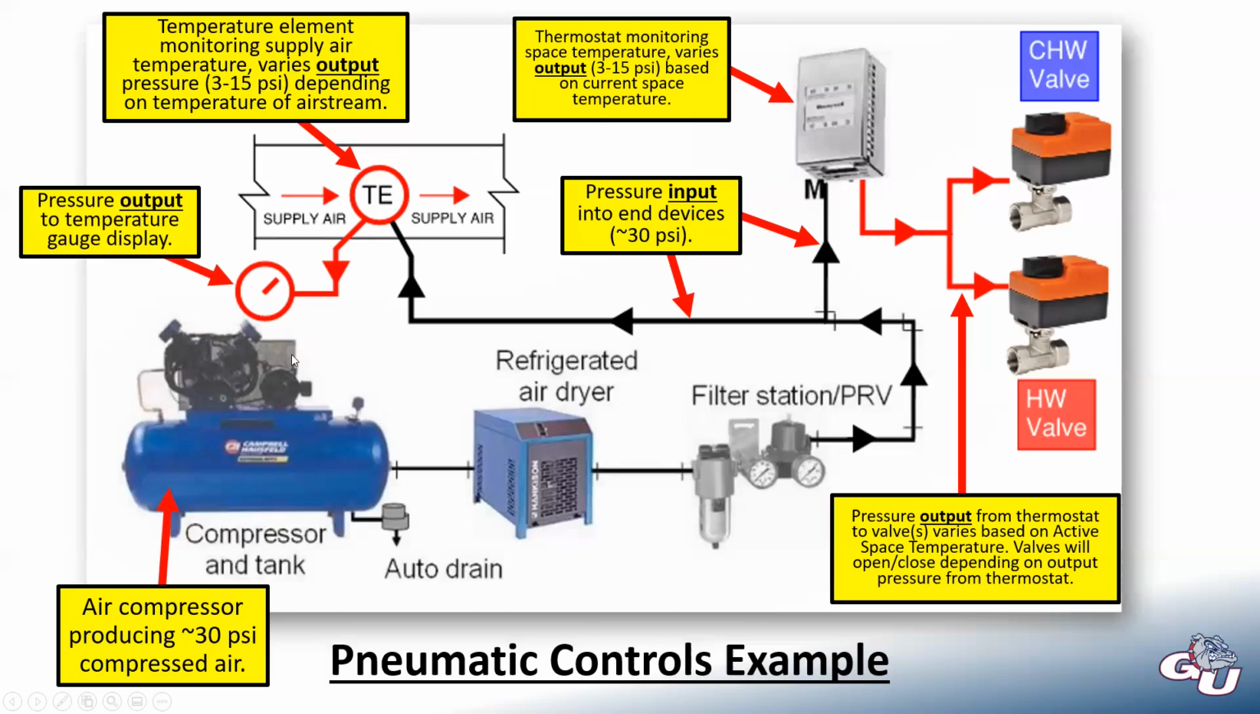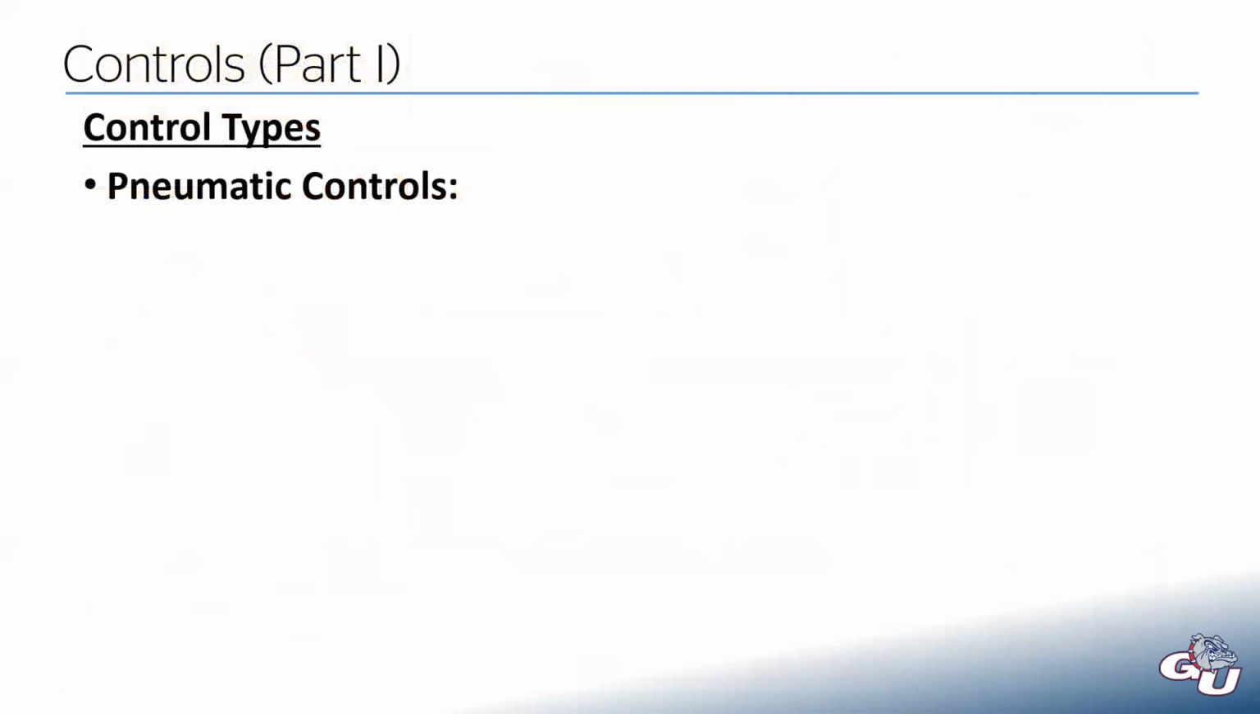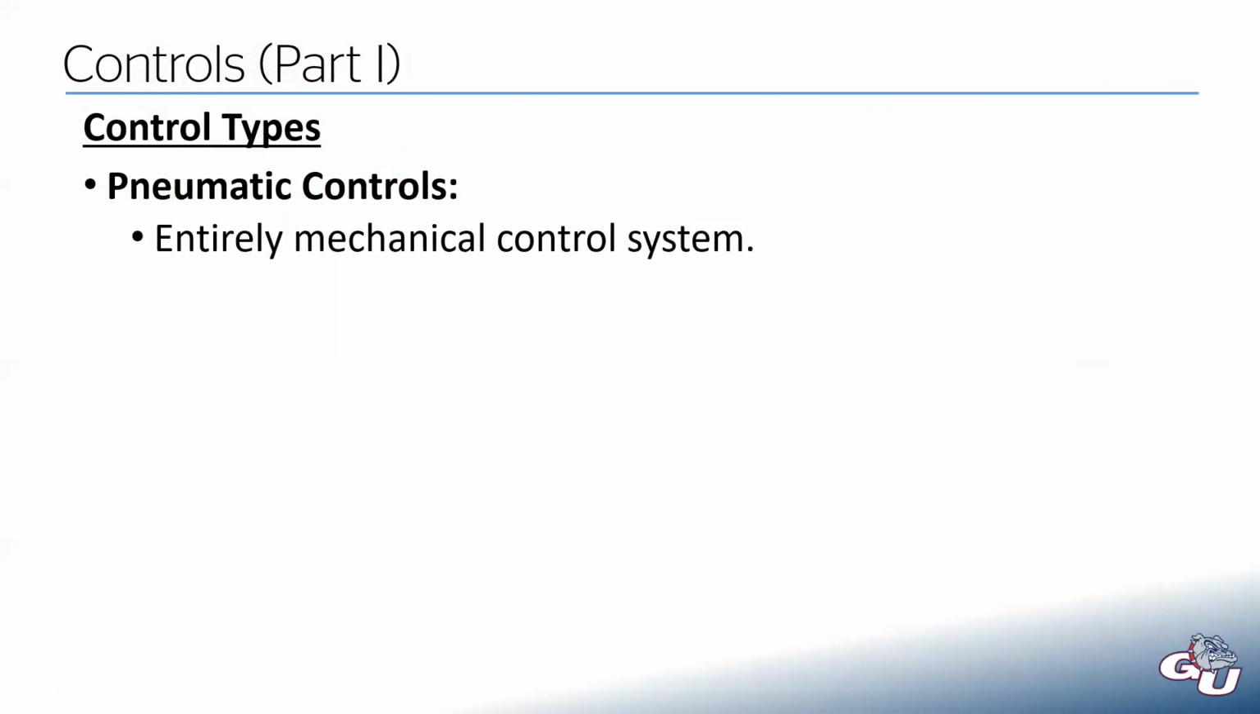And this is a very simplified system. A typical pneumatic control system would be going to hundreds of end devices. There'd be tons of thermostats and temperature readings, all kinds of stuff, just this massive network of pneumatic tubing going to all kinds of stuff in your building. And this is an entirely mechanical control system. It's all based on pressure and pneumatics. There's really no electronics going on here.